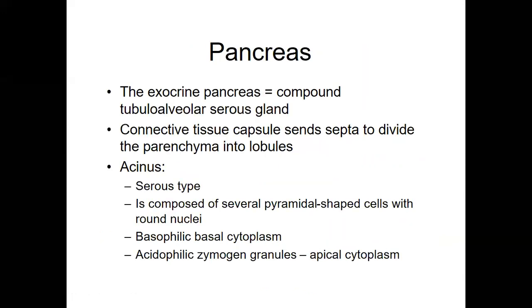For the pancreas itself, the exocrine pancreas is composed of compound tubuloalveolar serous glands. The connective tissue capsule sends septa deep into the pancreas, which divide the parenchyma into lobules. The acinus is a serous type. It is composed of several pyramidal-shaped cells with round nuclei.